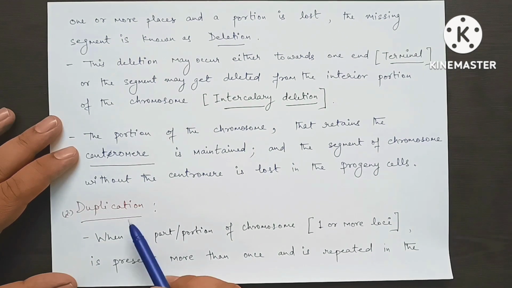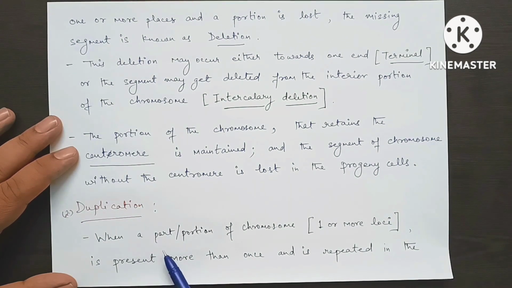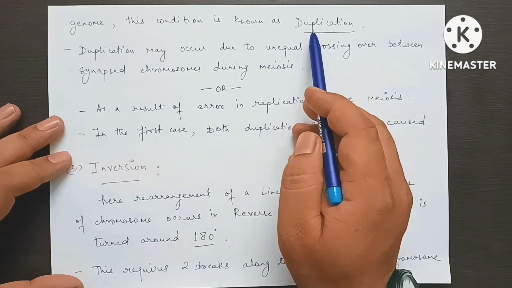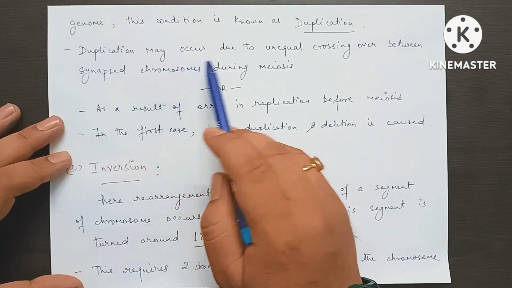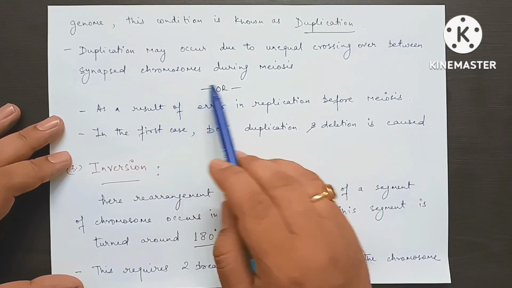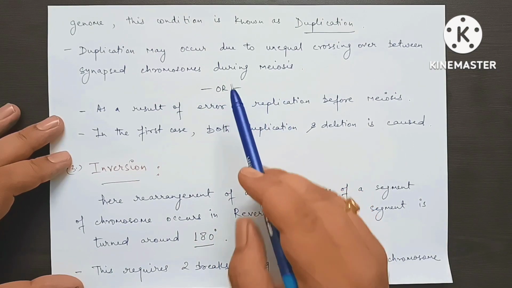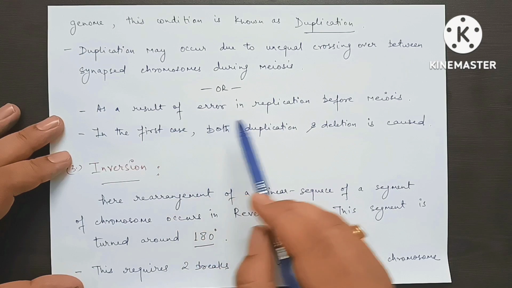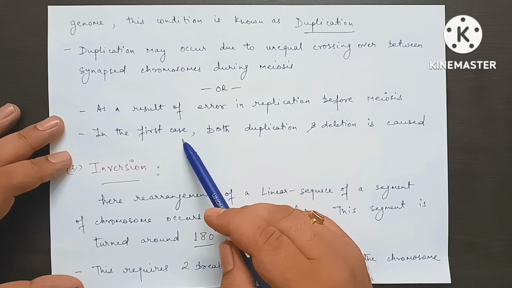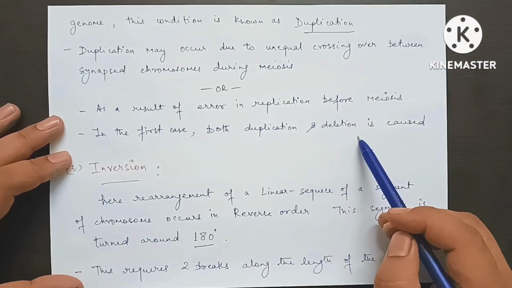Then we have duplication. When a portion or part of chromosome is present more than once and is repeated in the genome, this condition is known as duplication. Duplication may occur due to unequal crossing over between synapsed chromosomes during meiosis, or as a result of error in replication before meiosis. In the first case, both duplication and deletion is caused.